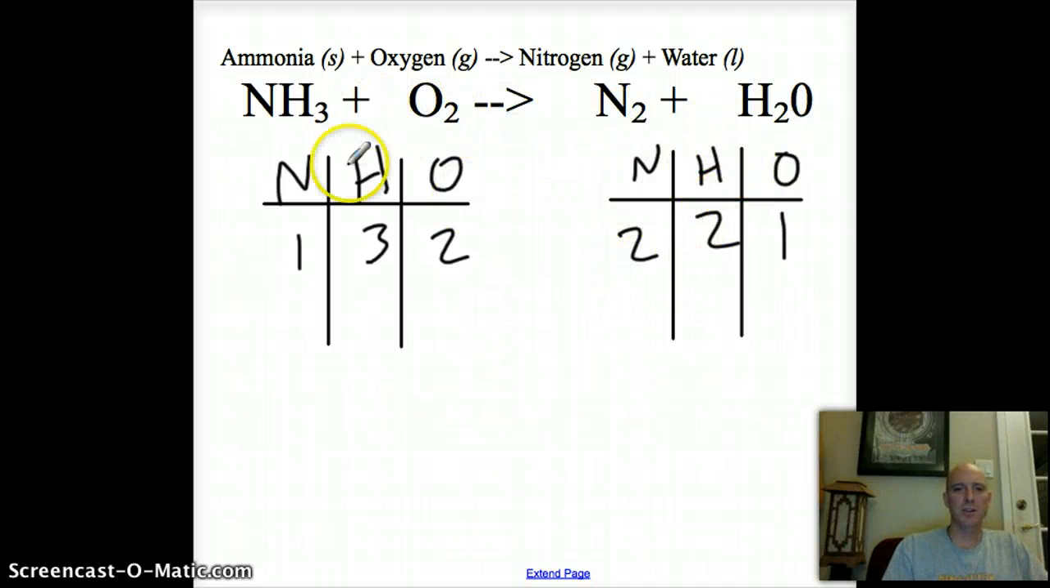And so I got 2 nitrogens there, 1 there. So I'm going to go ahead and put a 2 here. I always got to change up here before I count, right? That gives me 2 there. Now I've got 6 hydrogens.